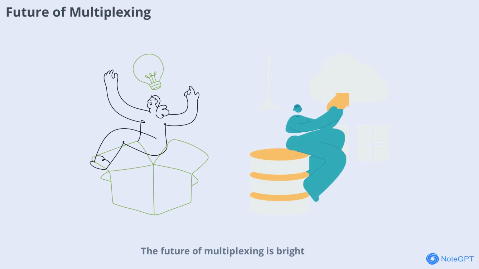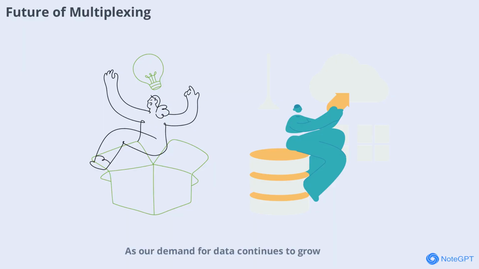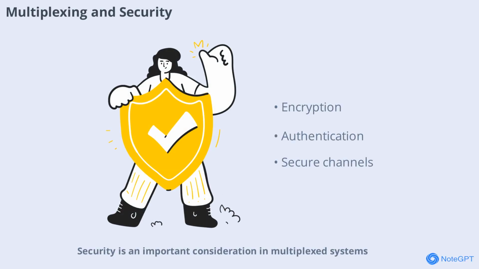The future of multiplexing is bright, with ongoing research focused on increasing capacity, reducing interference, and improving efficiency. Emerging technologies like advanced digital modulation and software-defined networking are pushing the boundaries of what multiplexing can achieve. As our demand for data continues to grow, multiplexing will remain at the heart of communication innovation, enabling faster, more reliable connections worldwide.